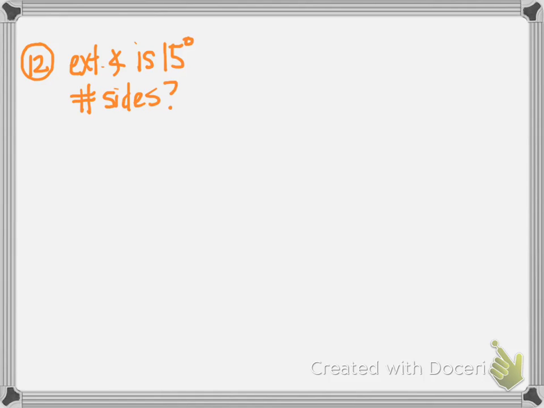Okay, number 12, it says an exterior angle of a regular polygon is 15 degrees. Find the number of sides. So basically they want to know what's our n. Our formula for one exterior angle is capital E, and it equals 360 divided by n. In this case, this equals 15. I don't know what n is.